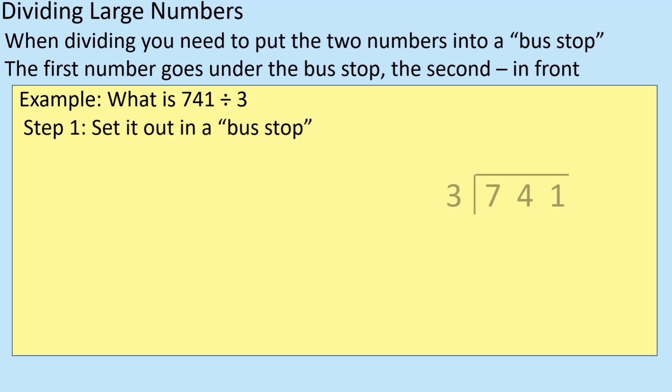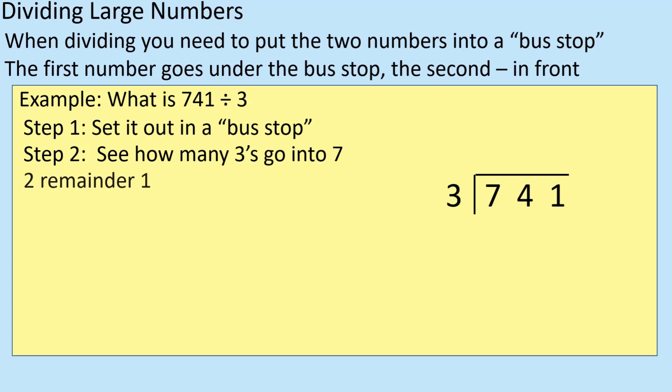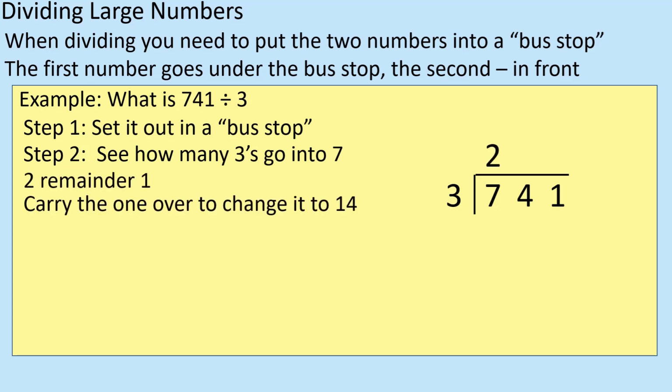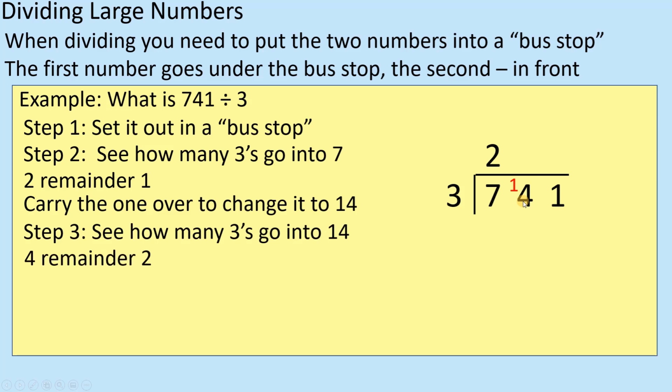All right, so let's put those numbers in. So it's going to be 741 inside the bus, divide by 3 outside the bus. Okay, so how many 3 is going to 7? The 2 remainder 1. So the 2 goes at the top, and the remainder will kind of come down in front of the next number. We're then doing 3 divided by 14.